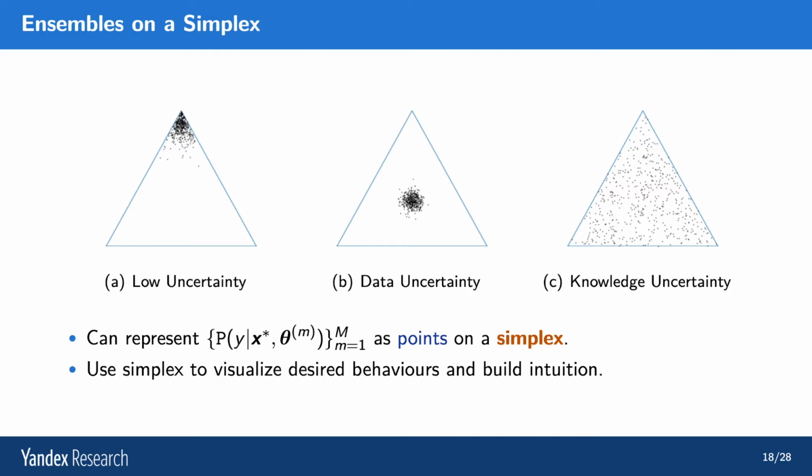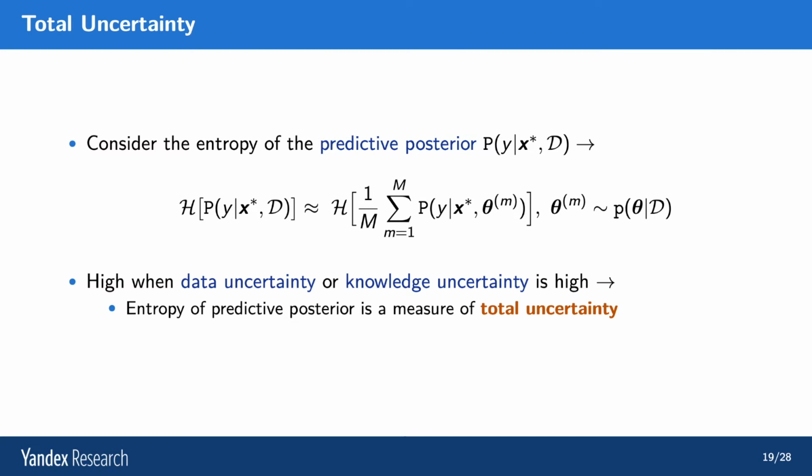This is one way of visualizing what we want from the ensemble. Now, having talked about pictures, let's switch to math, because in the end, we need to actually get some numbers for this uncertainty. We have seen that the average prediction of the ensemble is high entropy whenever we are uncertain. When we have high data uncertainty, we have a high entropy predictive posterior. When we have high knowledge uncertainty, we also have a high entropy predictive posterior. So the entropy of the predictive posterior of the ensemble, or the entropy of the average prediction across the ensemble, is a measure of total uncertainty. It is high entropy whenever we are uncertain in general.